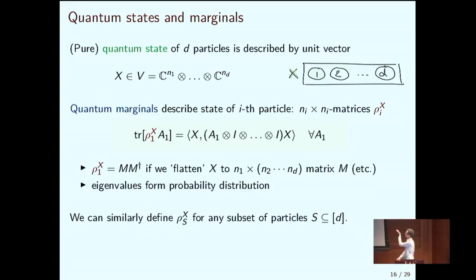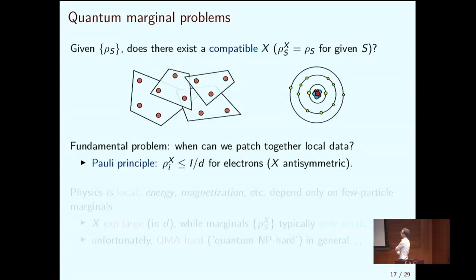So now we could ask, again, a marginal problem. Let me state the general version of such a marginal problem. Given a bunch of operators rho s, on these tensor factors corresponding to systems S, we could ask, can we patch them together to a global quantum state?